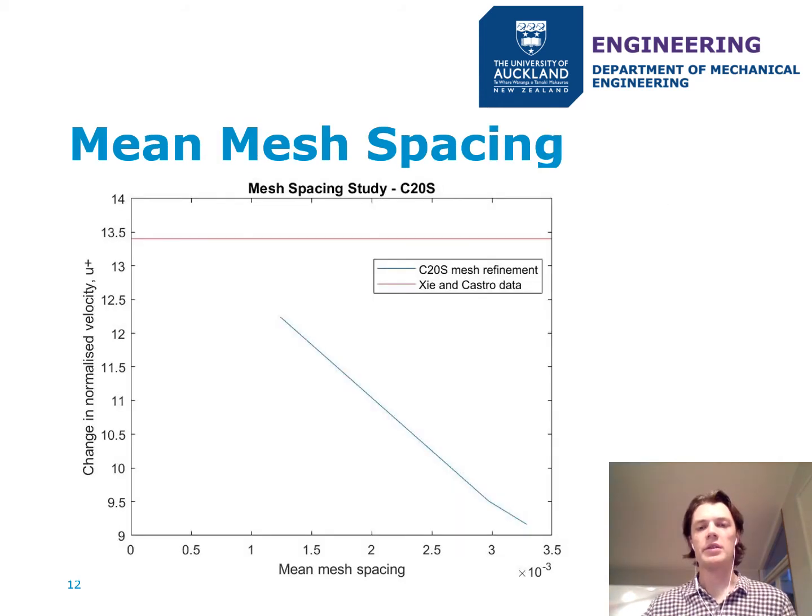The error in our results is likely to decrease as the mesh is refined more, as seen from this mesh spacing plot. This indicates that the more the mesh is refined, the closer we get to the true solution. This is promising, as it means our turbulence model is working as intended.